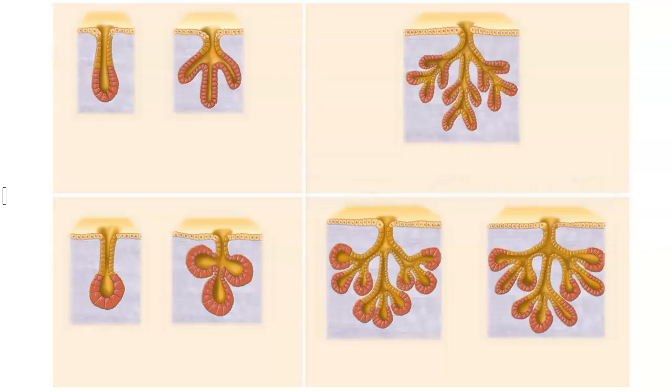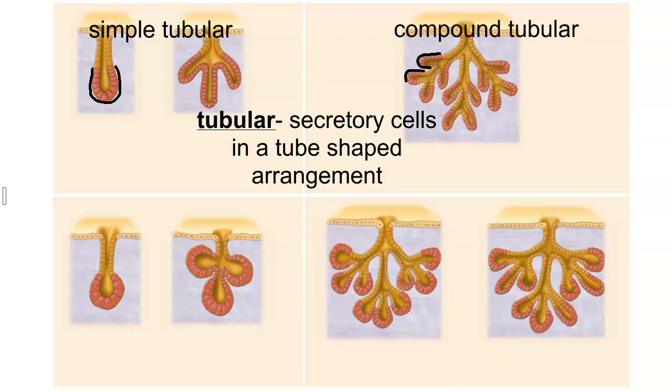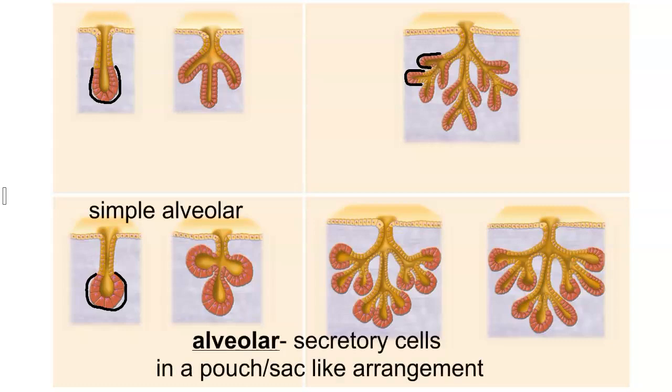The secretory cells are named after the shape that they take on. In this picture, I can see that the secretory cells are basically like an extension of the duct. This is what's known as tubular. So that's an example of simple tubular. Here's an example of compound tubular. Or sometimes the secretory cells take on a more pouch-like, round appearance. This is what's known as alveolar. So that's a simple alveolar gland, compared to this one, which is a compound alveolar gland. And there are other secretory cell shapes too, but those are two primary ones.